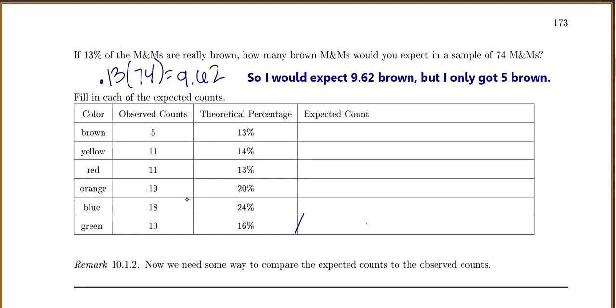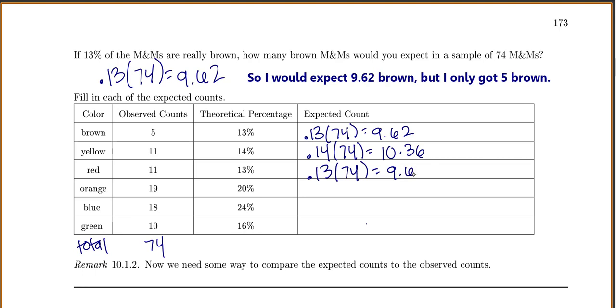So what we can do is make a table like this where we have our observed counts for brown, yellow, red, orange. We have our theoretical percentages, and we can find the expected counts for each one. So what I would do is, my total here was 74. So I'll do each percentage, so 0.13 times 74, that's 9.62. My next one should be 14%, so I'll do 0.14 times 74, which gives me 10.36. My next would be 0.13 times 74 again, so 9.62.